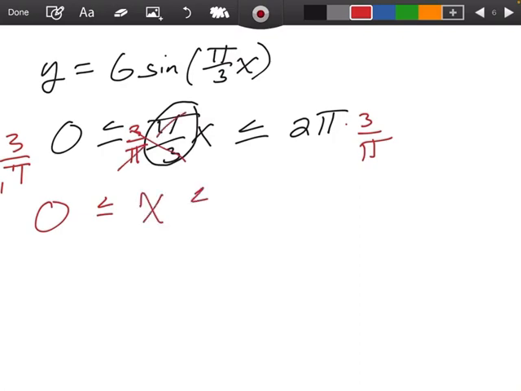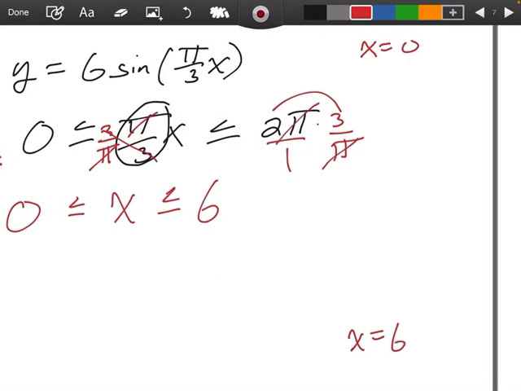There's my x. And this is less than or equal to, again, I'm going to think about that as 2 pi over 1. So this pi and that pi will cancel, and 2 times 3 is going to give me my 6. So we got our first point, and we got our last point, right? So the first point is going to be x equals 0, and the very last point is going to be x equals 6. So now what I need to do is find my 3 middle points. So I'm going to do that on the next slide.